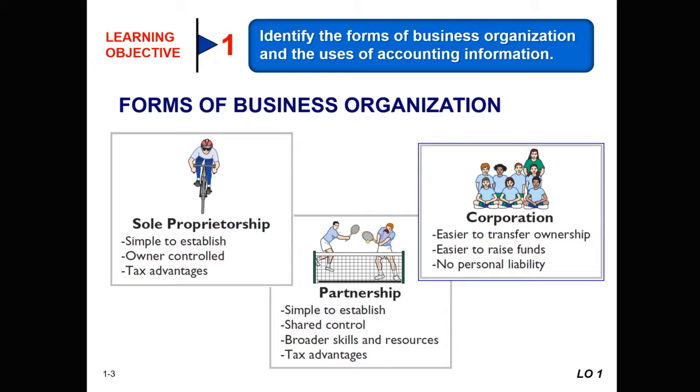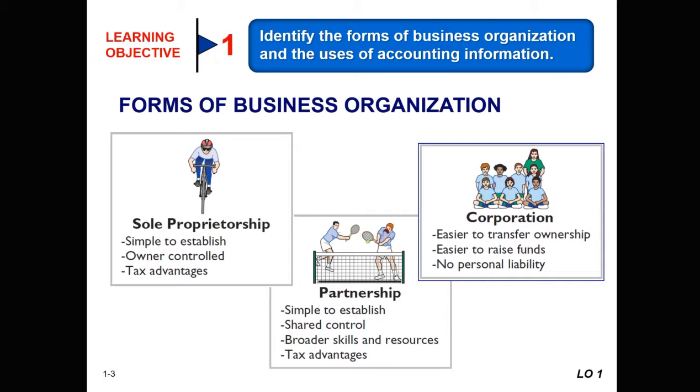Some of the advantages to owning a sole proprietorship are that it's simple to establish. You can have a DBA, which is a doing business as, where you file with the state and say, I, Jane Doe, want to do business as Blush Hair Salon. So then you will have a business name for your organization, or you can do business under your own name.